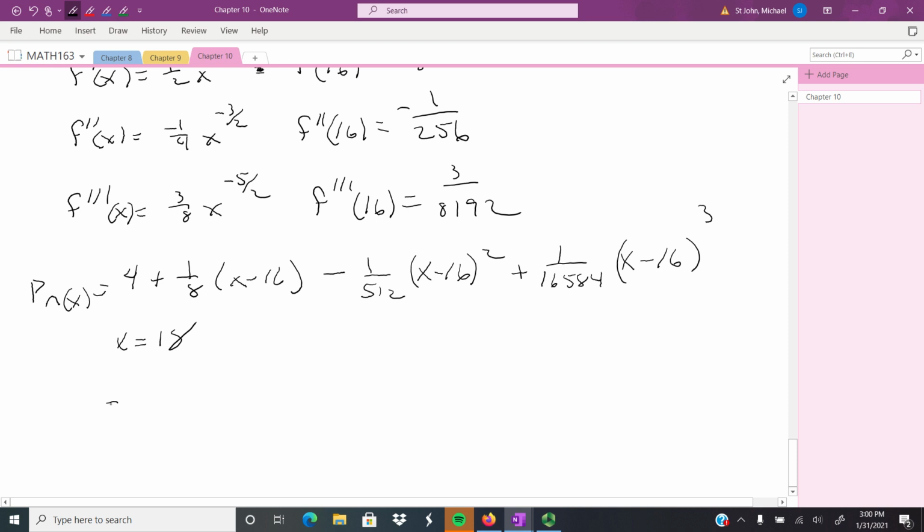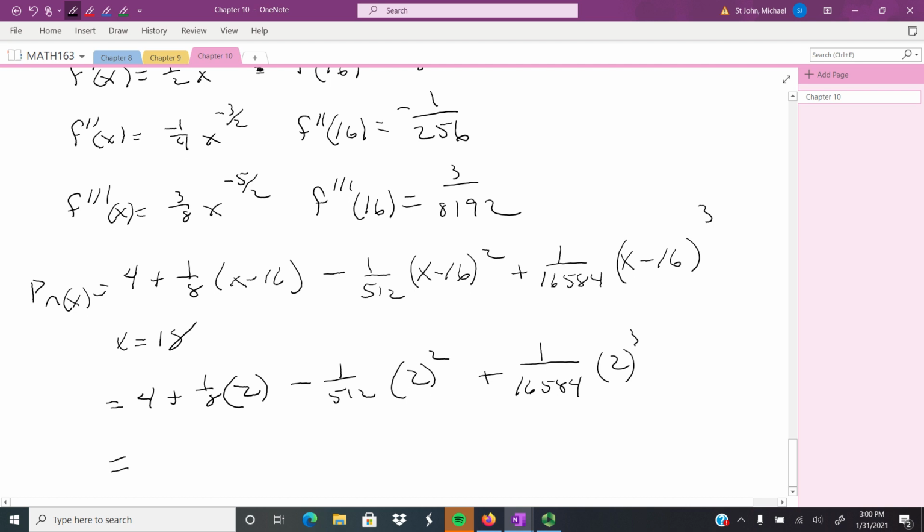And so this is going to give us 4 + 1/8 × 2 − 1/512 × 2² + 1/16,384 × 2³. And if we evaluate this, we get 4.242676.